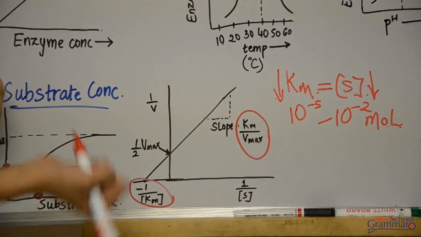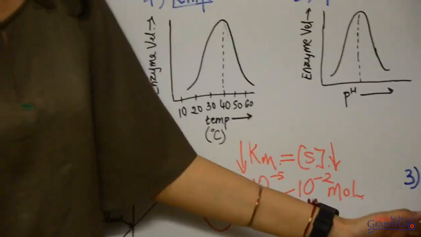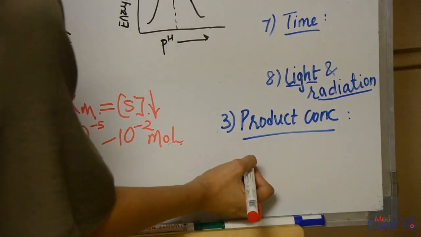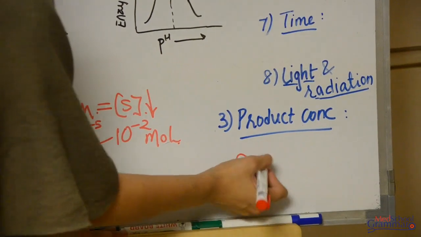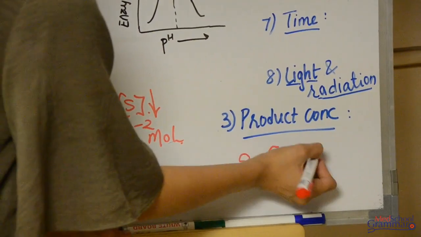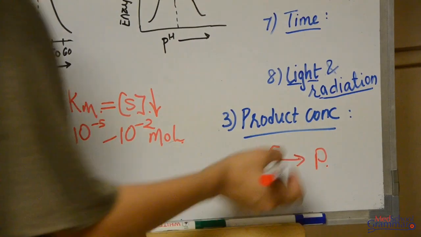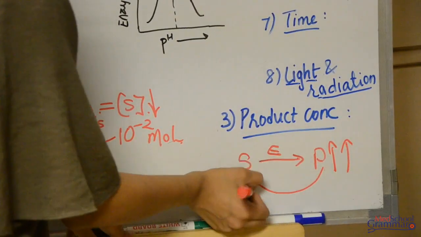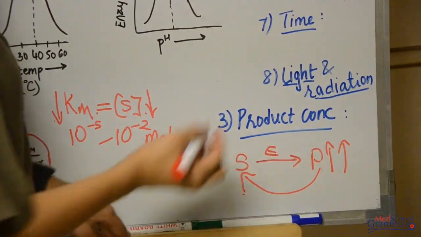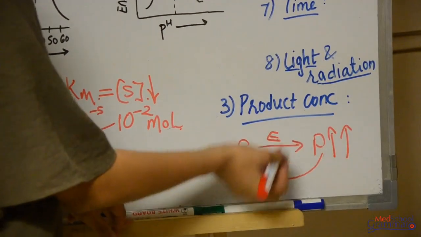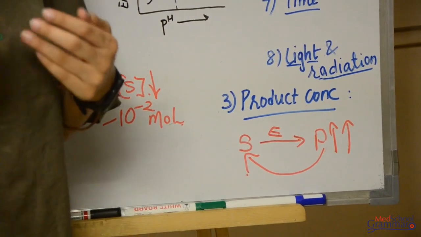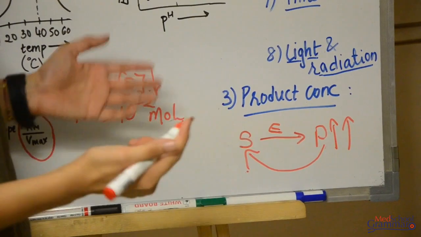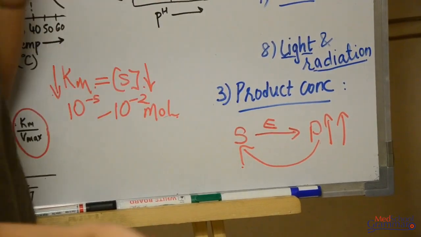Now the third factor that we're going to look at is product concentration. We know that the reaction proceeds as substrate acted upon by enzyme to form product. So if your product increases, your reaction is going to proceed in the backward direction, right? That means that the velocity of the reaction is going to decrease. So your enzyme activity decreases. Okay, that is not favorable for the reaction.